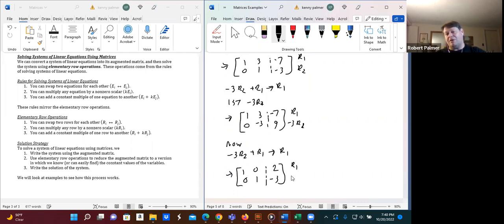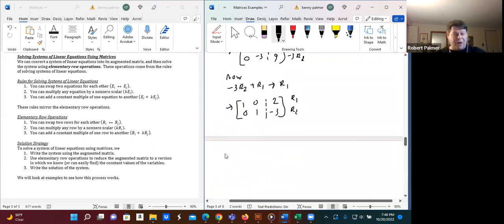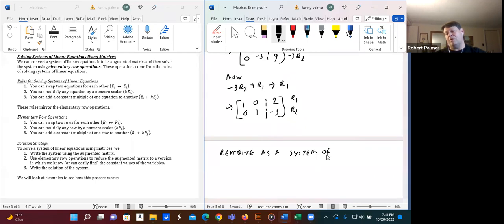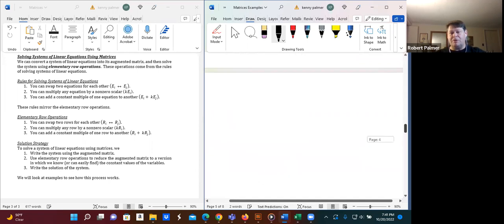Now, why is this what we wanted? Well, from here, now I'm going to just rewrite this. So look back at our strategy. First, write the system using an augmented matrix. We did that. Use these elementary operations to basically get to a version where we can easily find the constant values of the variables. And we'll see in a minute that's why this is useful. And now write the solution of the system. Now I'm going to rewrite this as a system of equations.